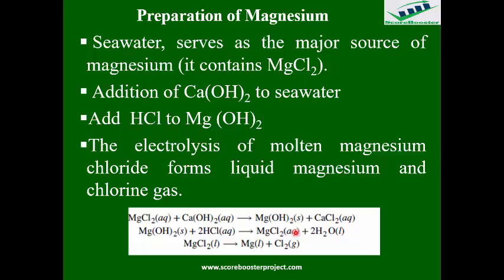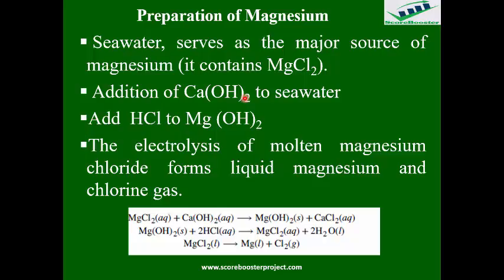So how do we do that? You add calcium hydroxide to magnesium chloride. If you add calcium hydroxide to magnesium chloride, there's going to be an exchange of ions. So you have calcium chloride and magnesium hydroxide. Calcium chloride is very soluble in water, so it's going to remain in solution. The magnesium hydroxide will not be soluble. In that case, you have a precipitate.